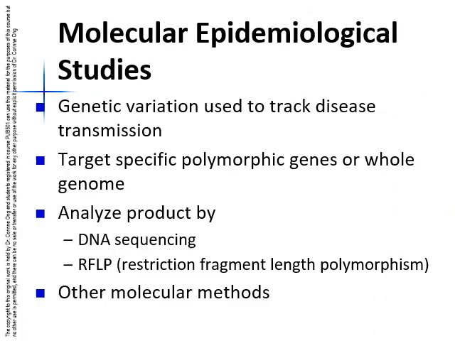You can see that molecular epidemiological studies using genetic variation in virus mutants are very useful in tracking disease transmission. Either specific polymorphic genes or whole genomes are targeted and sequenced. The products are then analyzed by DNA sequencing or genetic fingerprinting using restriction fragment length polymorphisms or other molecular methods.